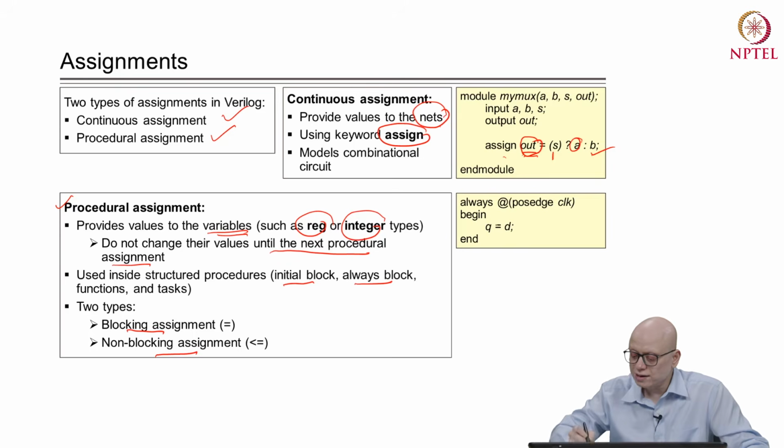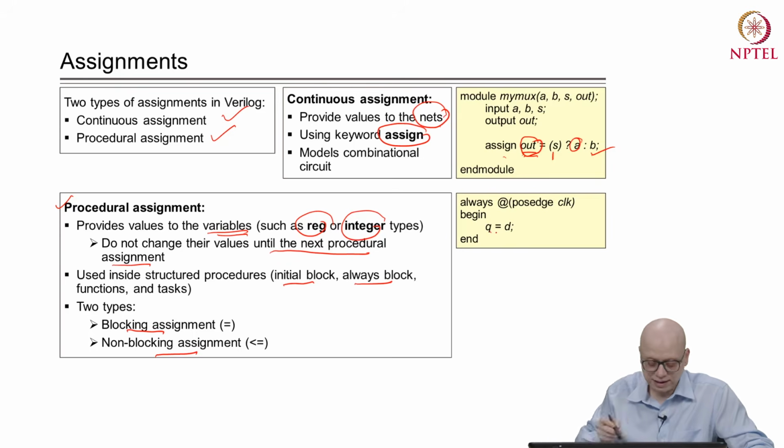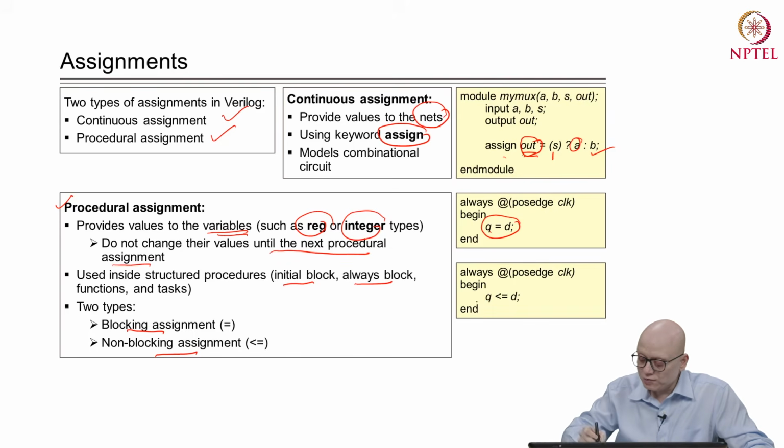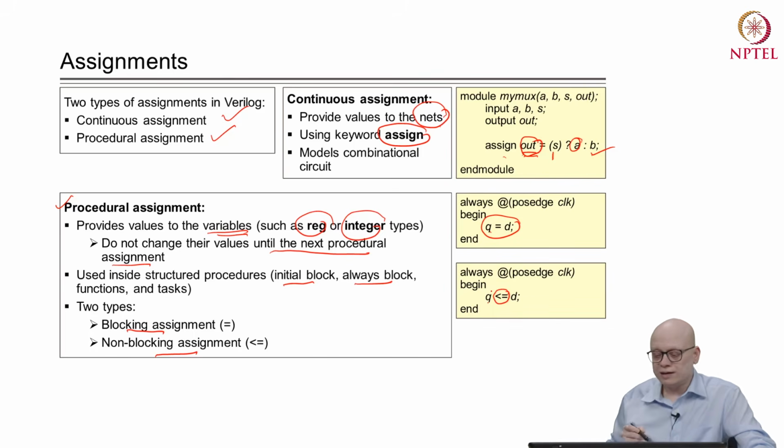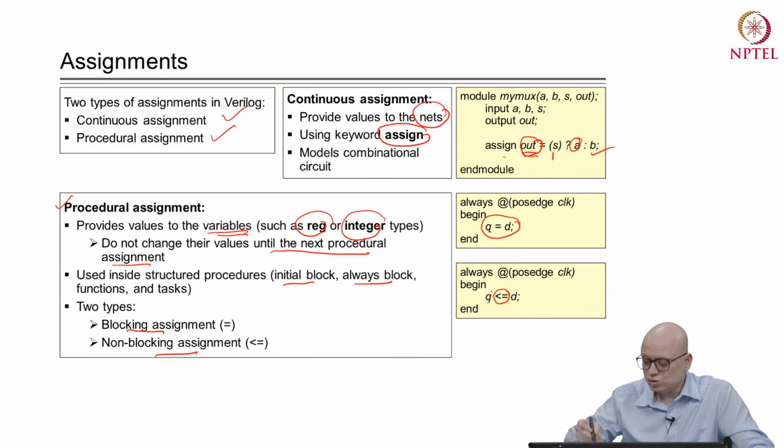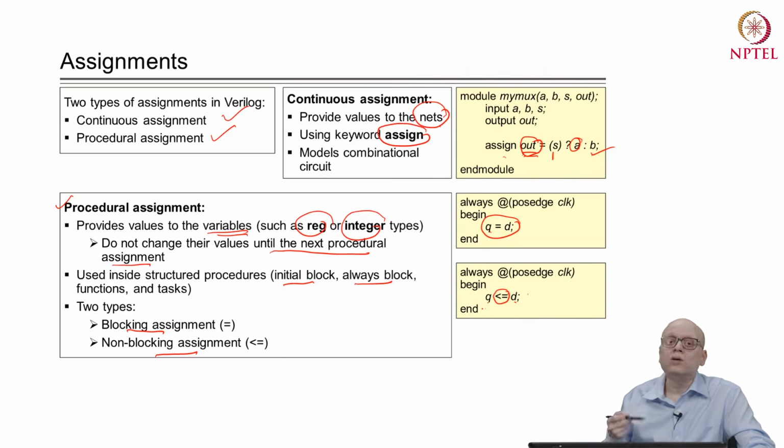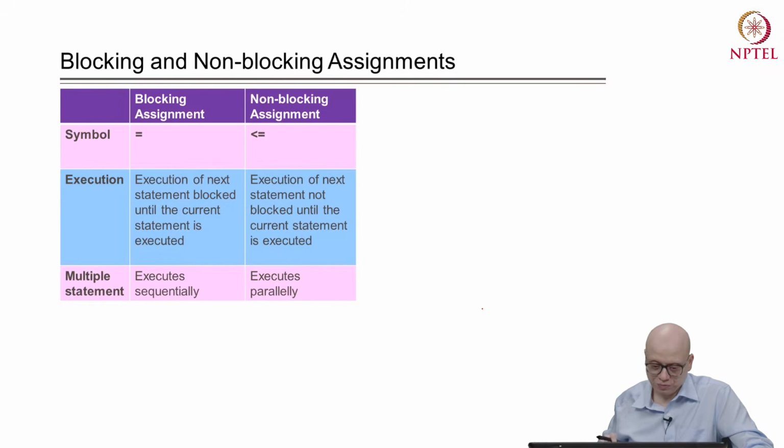If we write Q = D, that is a blocking assignment. What does that mean? We will just see. And if we write Q <= D, the symbol is the same as less than or equal to. Depending on the context, it will be understood whether it is less than or equal to or a procedural assignment. So, Q <= D means that the value of D is assigned to Q in a non-blocking manner. What do we mean by non-blocking manner? We will just see.